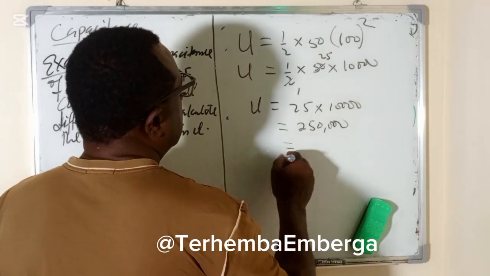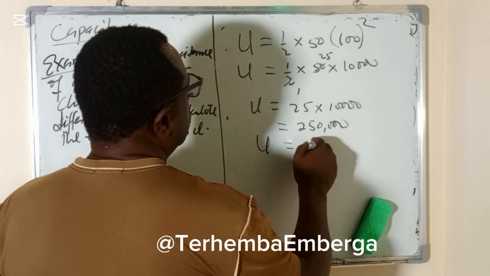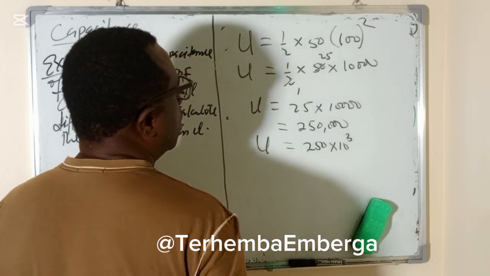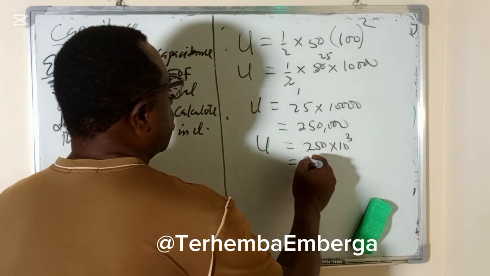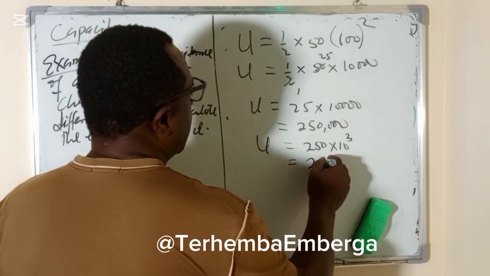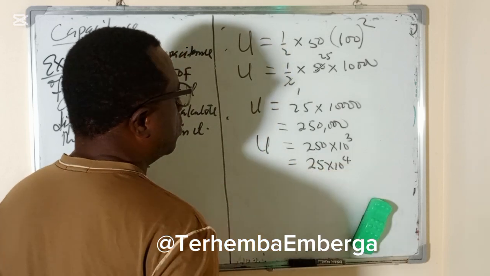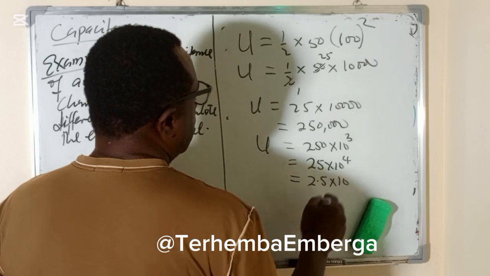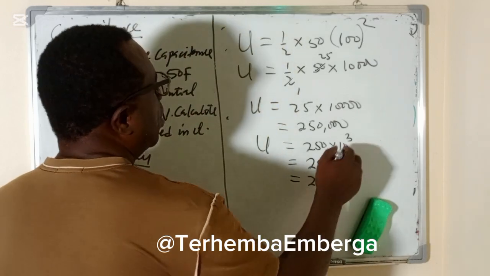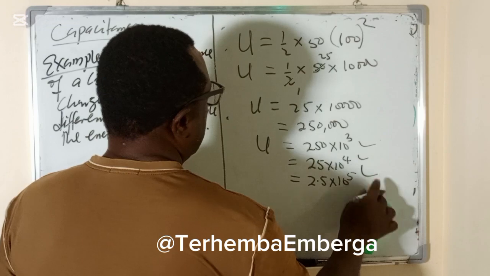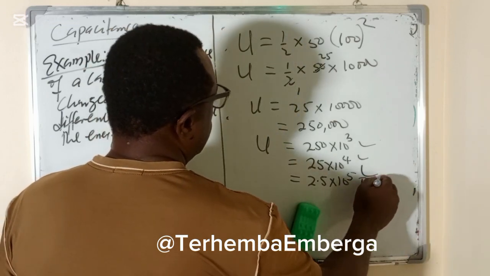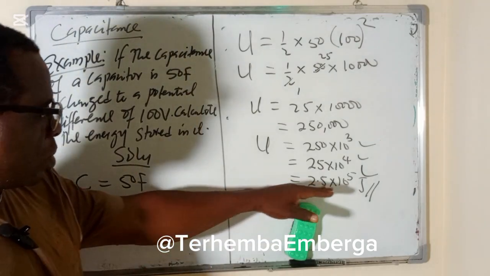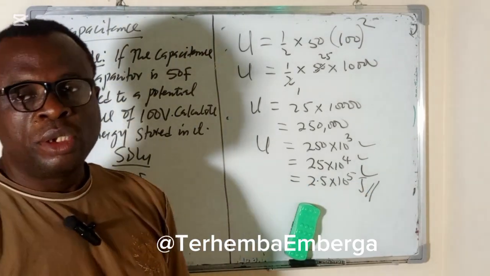250,000, which we can write as U equal to 250 times 10 raised to power 3. Or some people will write 25 times 10 raised to power 4. And some people will write 2.5 times 10 raised to power 5. All these answers are correct. And the unit is joules. Remember, what we are calculating is the energy stored. So it must be in joules.